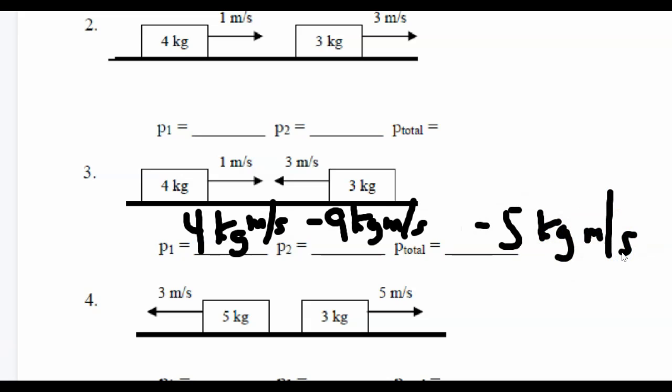They're going in opposite directions. So negative 9 plus 4 is negative 5. I'm not subtracting. I'm still adding, because 4 plus negative 9 is negative 5. So you add no matter what. I always add. That's what total means.